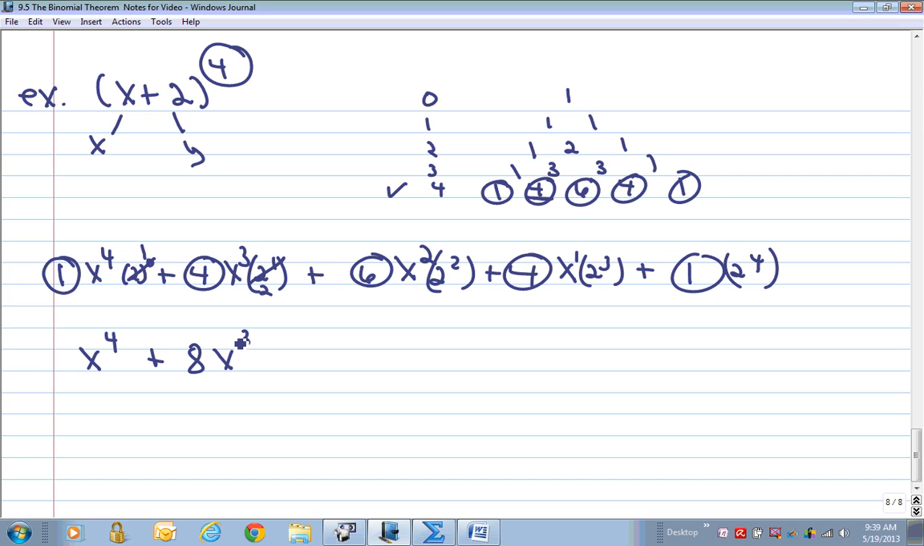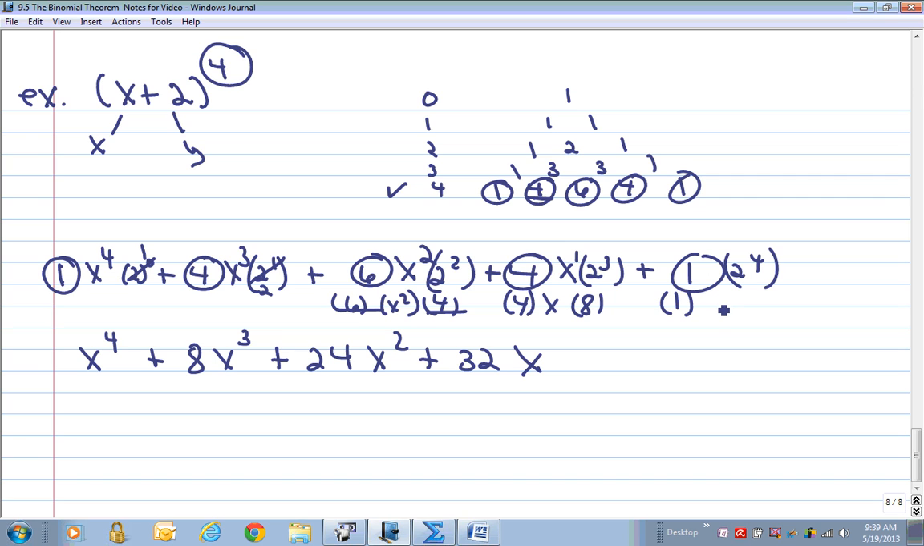Notice what's happening. Then we're going to have a plus sign. We have 6, we have x squared, and we have 2 squared. 2 squared is 4. 4 times 6 is 24x squared. The next term, plus, we have 4, we have x to the 1st, and we have 2 to the 3rd. 2 to the 3rd is 8. So 4 times 8 is 32x. And then finally, we have 1, and 2 to the 4th is 16. 2 times 2 is 4, times 2 is 8, times 2 is 16. 1 times 16 is positive 16.